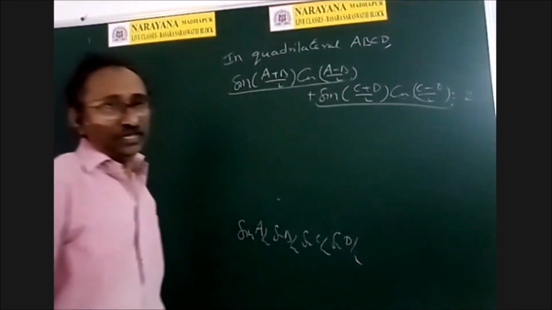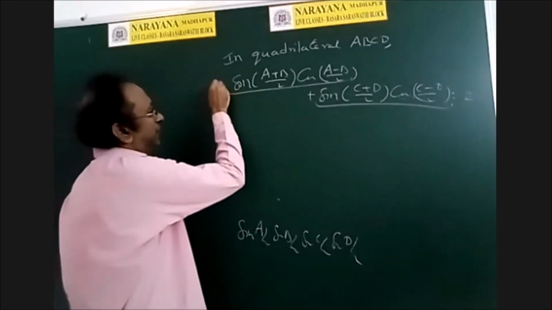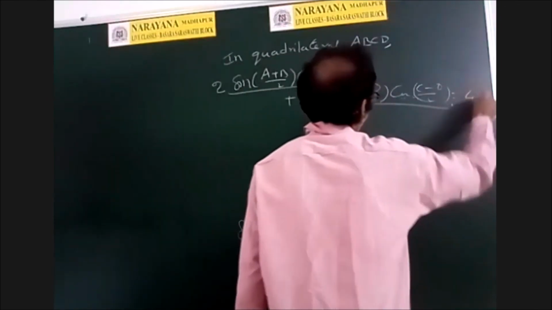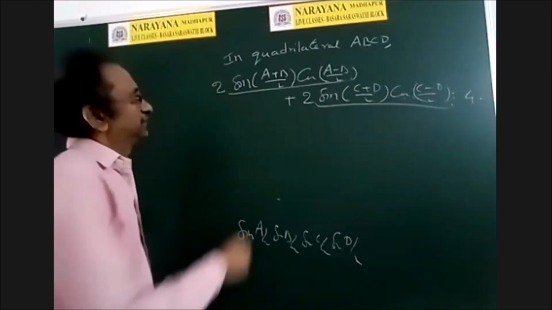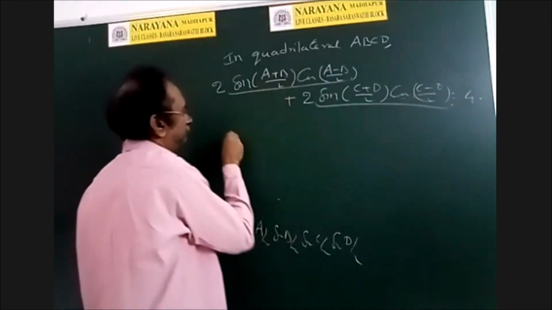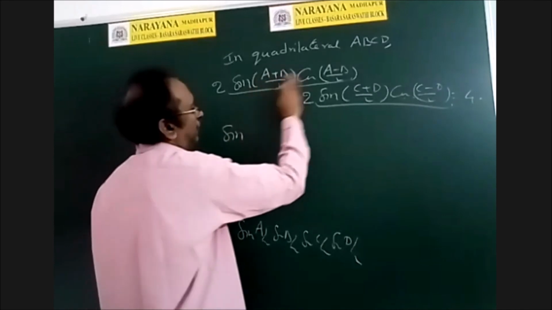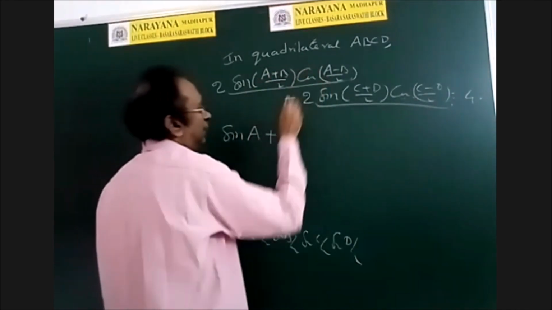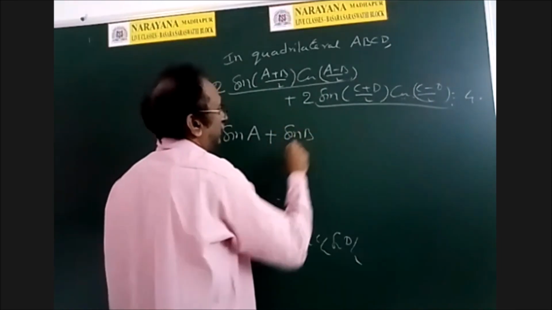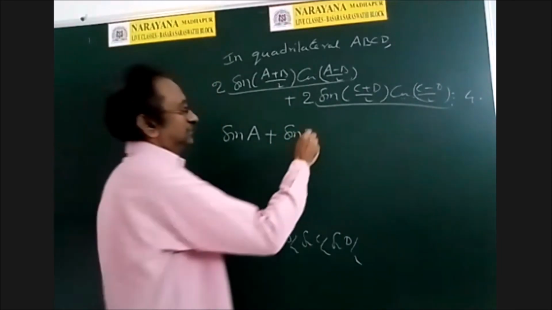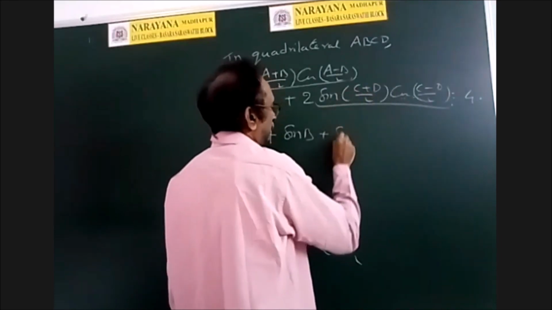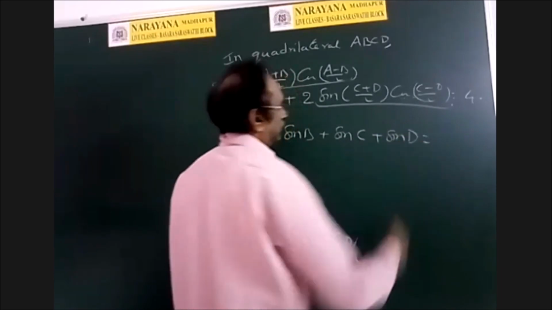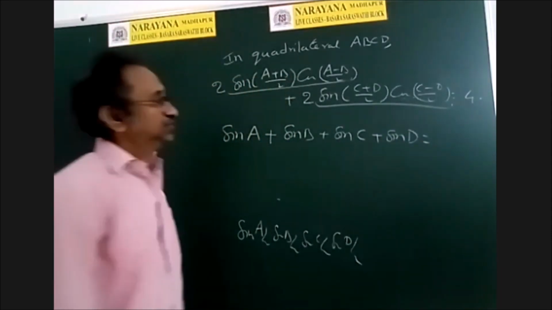So first of all, apply transformations. For applying transformations, there must be 2 here, so multiply with 2. So this is the form 2 sin A cos B. By the formula, sin A plus B plus sin A minus B, you will get sin A plus sin B, plus once again 2 sin C cos D, sin C plus D plus sin C minus D, you will get sin C plus sin D is equal to 4.